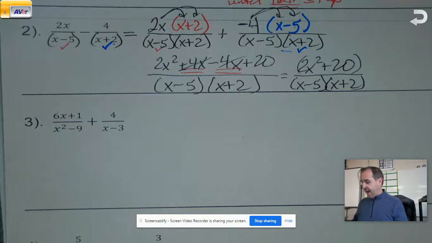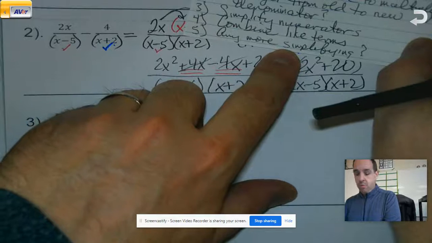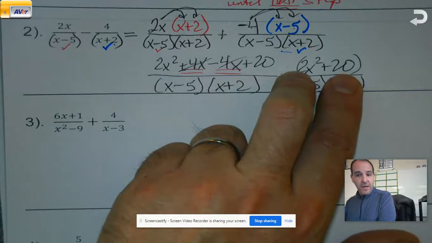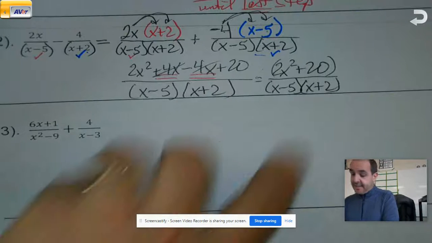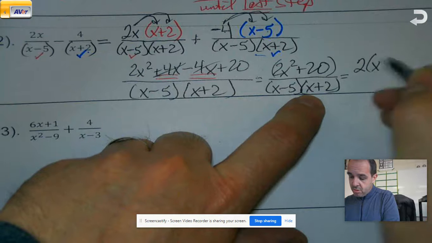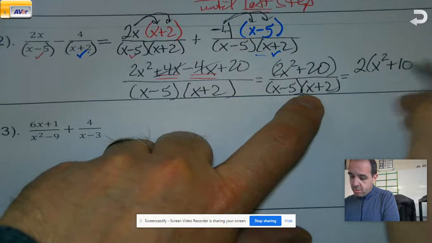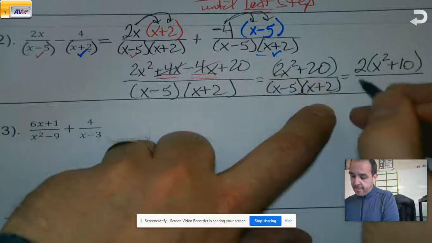So you're like, okay, I've simplified it. Now what? Is there any more simplifying to do? Can I take anything out of here? Did 2x squared and 20 have anything in common? The answer, again, in this case is yes. They both have a 2. 2x squared, 2 times 10 is 20.